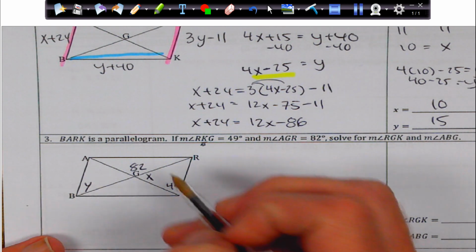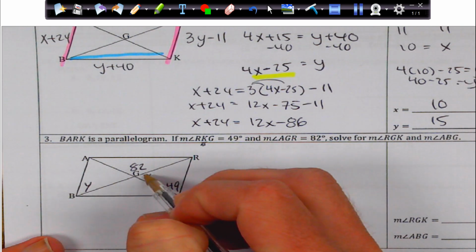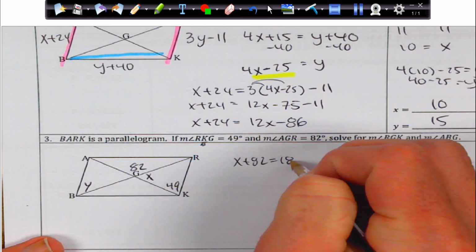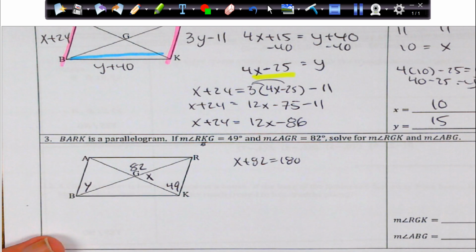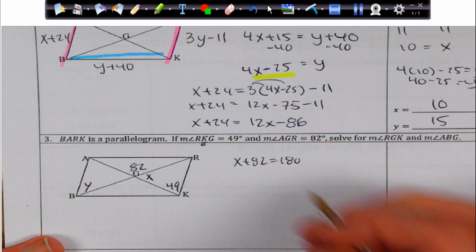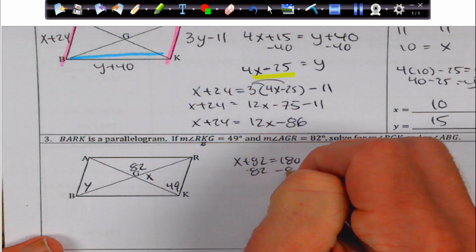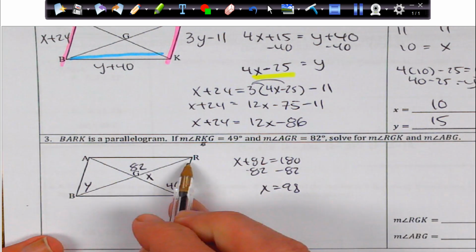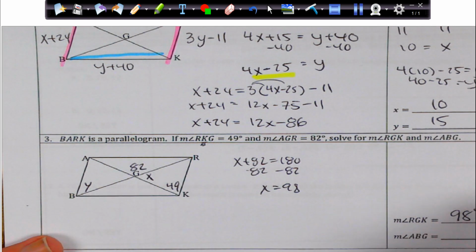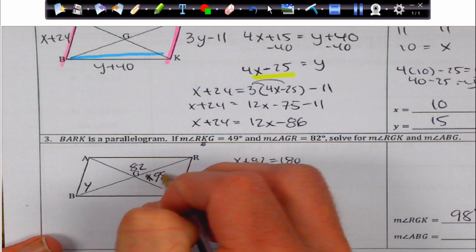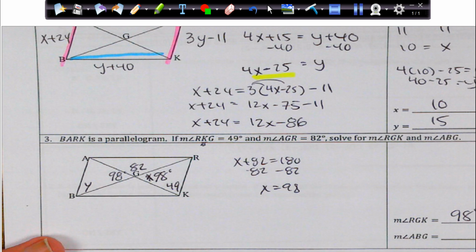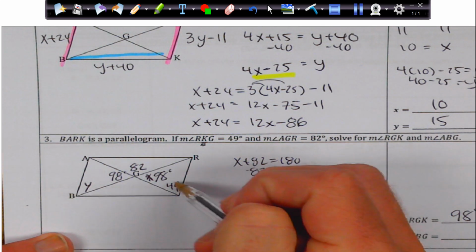Basically, these two are a linear pair, so to find x, I could do x plus 82 should equal 180. And then if I just subtract the 82 from both sides, I should get x equals 98. And x is the RGK. So that's now going to be 98, which means this is 98 over here because of vertical angles. And then 49 right here.